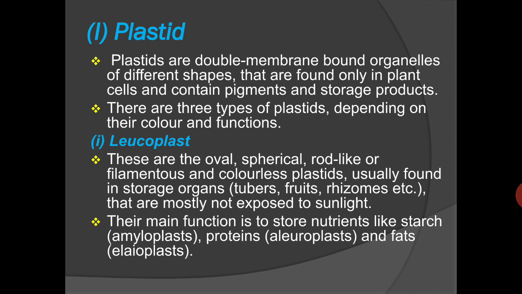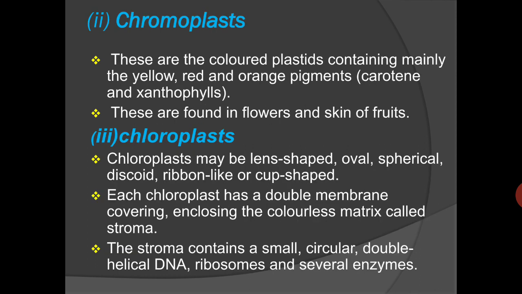The main function is to store nutrients like starch. If starch is found in the leucoplast, it is known as an amyloplast. If protein is there, aleuroplast, and if fat is there, elaioplast is known, depending upon the type of the reserve food material.